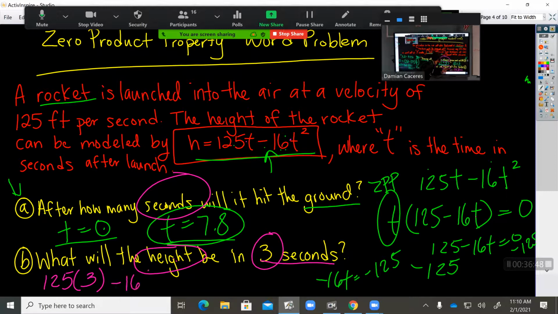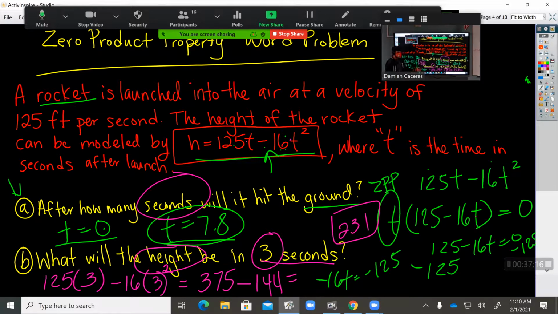Minus 16 times 3 to the second power. Now remember, exponent first. So 3 to the second power is 9. 9 times negative 16 is negative 144. 125 times 3 is 375. And now 375 minus 144 is 231. That means that after 3 seconds, the rocket will be 231 feet in the air.